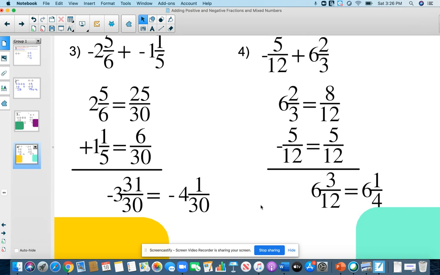Hopefully you guys got those two correct. If you need to practice more, we have a worksheet for you to do for your homework, so you can go ahead and practice on those. I hope you guys understand how to add and subtract positive and negative fractions.